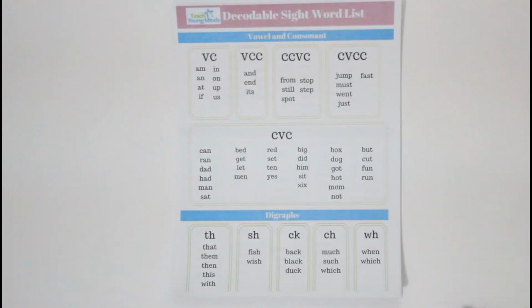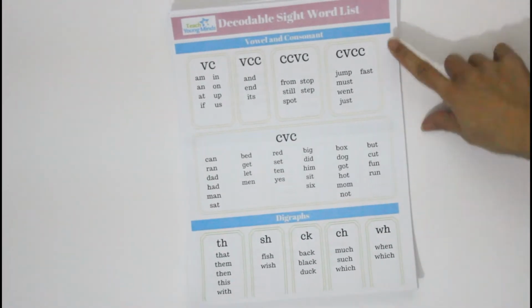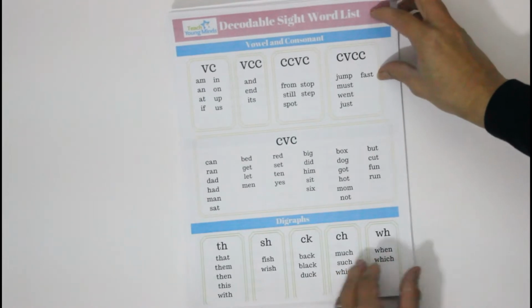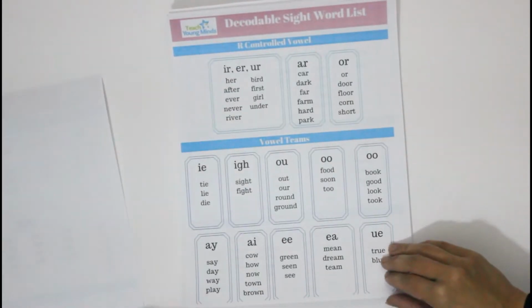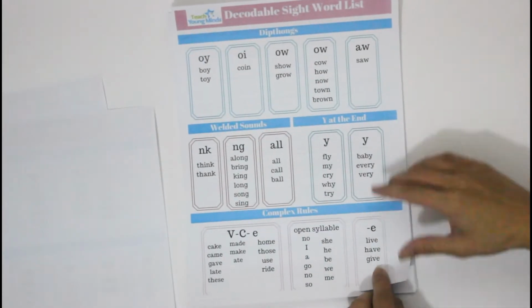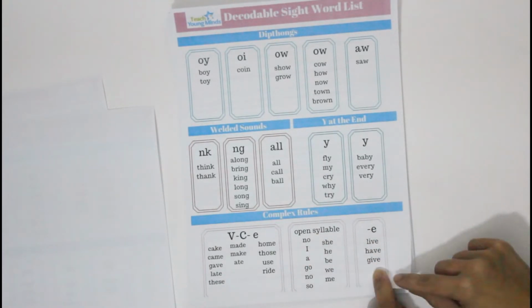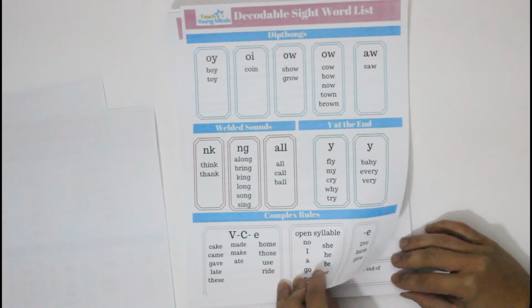Let's check it out. I created this decodable sight word list along with corresponding flashcards, and basically what I did was I took the sight words and I put them into corresponding phonetic categories. So for example, vowel and consonants, we have digraphs here. We have controlled vowels, we have vowel teams, we have diphthongs, we have welded sounds, Y at the end, complex rules here, a couple of complex rules.